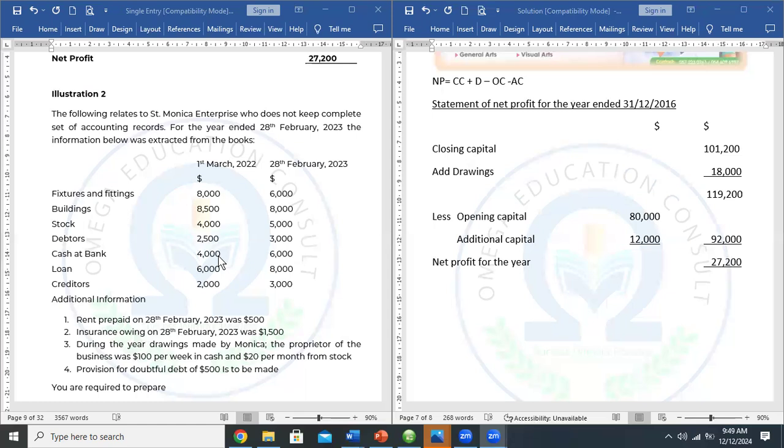The more reason why we use the statement of net profit, especially where you can easily identify your closing capital, drawings, opening capital, and additional capital. So in this question, let's analyze. Closing capital is not given, but we have some assets and liabilities at the closing date. So we can prepare the statement of affairs at the closing date to get the closing capital.